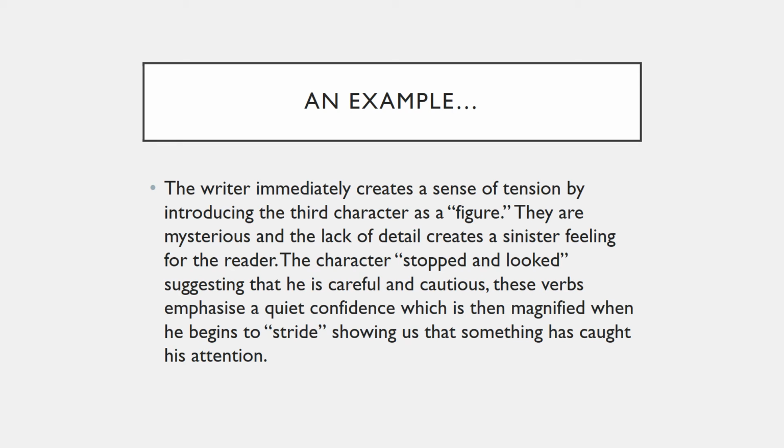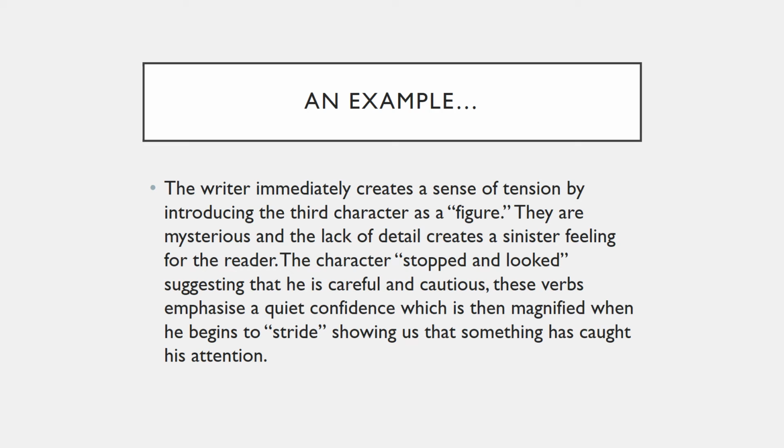So I talk about the writer immediately creates a sense of tension by introducing the third character as a figure. They are mysterious, and the lack of detail creates a sinister feeling for the reader. So I've picked up on the word figure, used it as a quotation, have followed that up with mysterious, with lack of detail. All of that works within this idea of mystery and tension. I'm moving on. Notice how I'm layering my quotes. I'm straight away moving into something else. I'm not labouring the point.